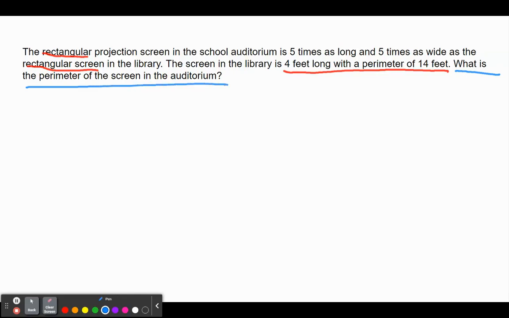So, let's take a look at what information we know about the perimeter of the screen in the auditorium. We know the school auditorium screen is 5 times as long and 5 times as wide as the rectangular screen in the library. Okay, so we know that this auditorium screen is bigger than the one in the library, but we don't know how long it is. So let's go ahead and draw. I'm going to put down an A for the auditorium. I'm just going to draw a rectangular screen right here, right?